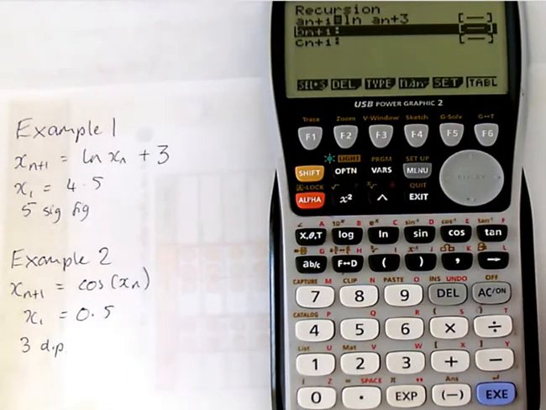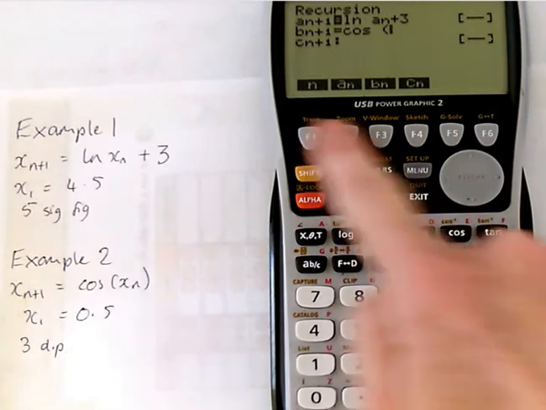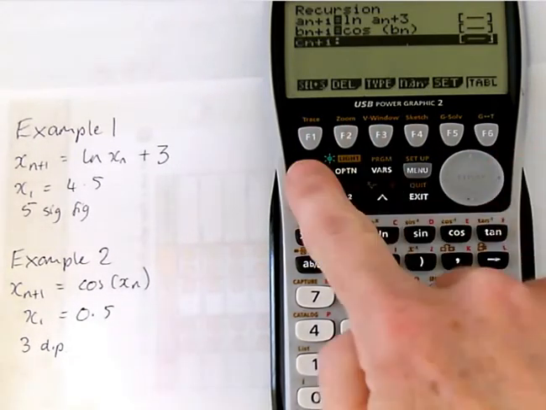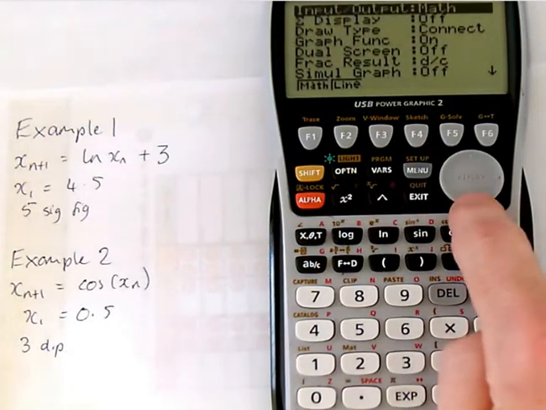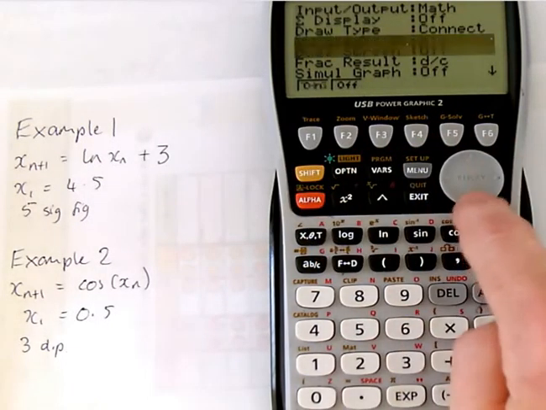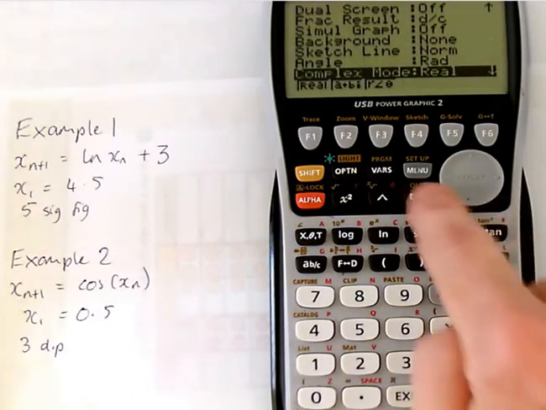So the second example had xn plus 1 is cos of xn. So let's do bn plus 1 is cos of brackets, and I can see at the bottom I want to use bn. Okay, now I'm going to just double check I've definitely got radians. So I've done shift and set up, and I'm scrolling down, just checking. Oh, thank goodness, I've got radians.